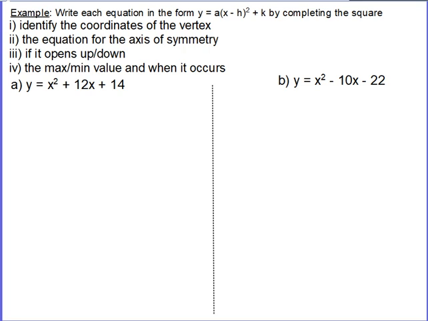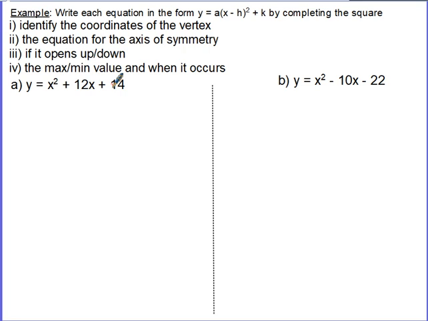Write each equation in vertex form by completing the square. Okay, so let's go ahead and do that. And then it wants us to identify the coordinates of the vertex. It wants us to find the equation of the axis of symmetry, tell us whether it opens up or down, and then the max or min value and when it occurs. All right. So we have here y equals x squared plus 12x plus 14.